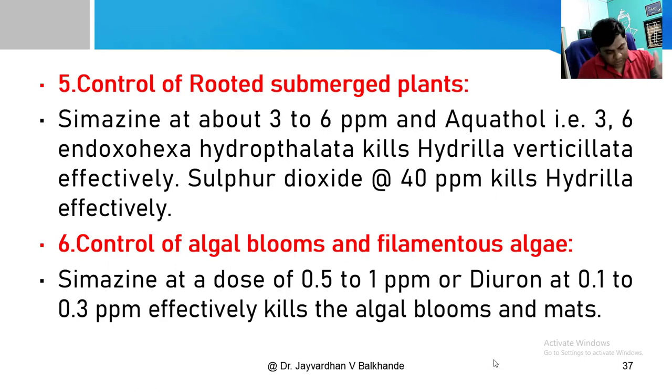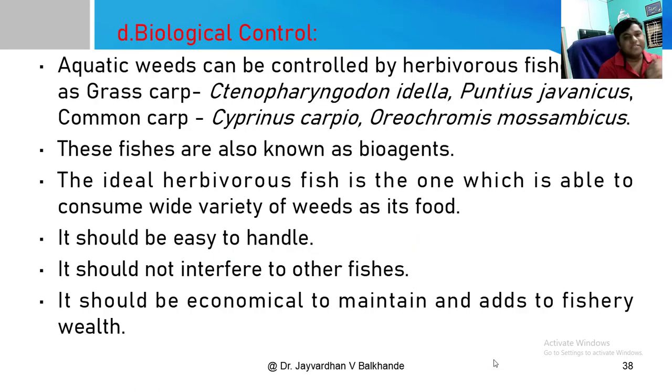So by using simazine at the dose of 0.5 to 1 ppm, or diuron at 0.1 to 0.3 ppm, we can effectively kill all the algal blooms and the mat or scum on the surface layer of the water body. Okay, and lastly, the most important method of control of this aquatic weed is biological control.